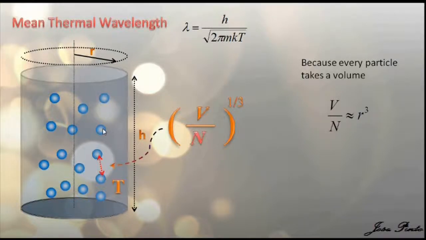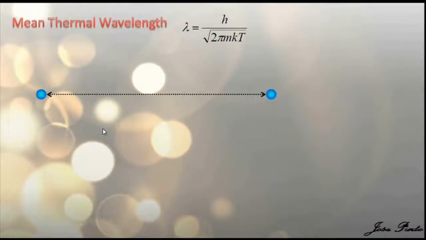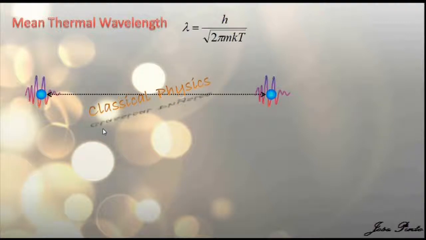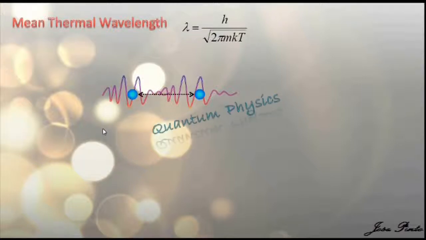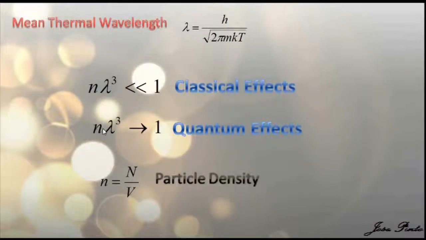When the mean thermal wavelength is much smaller than the interparticle distance in the gas, then the gas becomes classical. It's a Maxwell-Boltzmann gas. But when the mean thermal wavelength is about the distance between the particles in the gas, then the effects of classical mechanics disappear and we have to treat the problem with quantum mechanics. Notice that this happens if I lower the temperature. Most books prefer to write this condition in terms of the particle density.